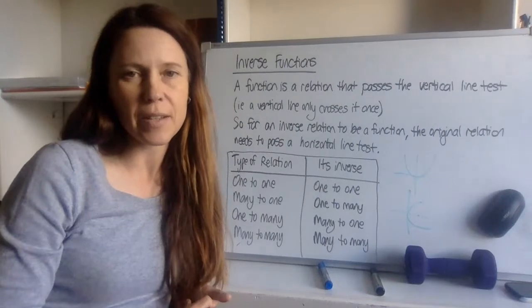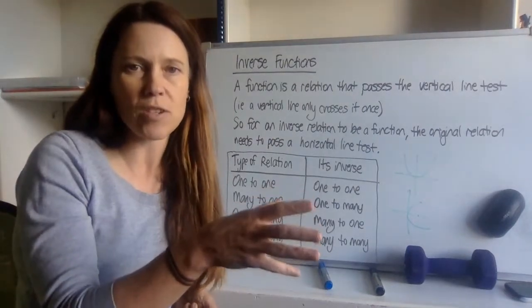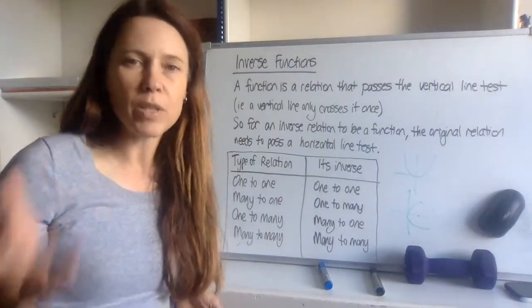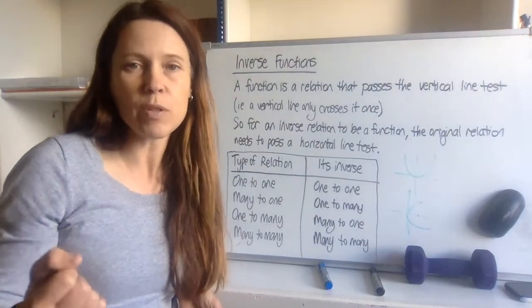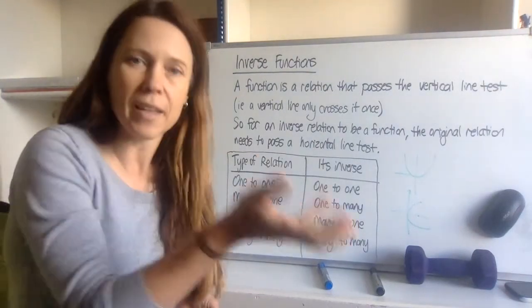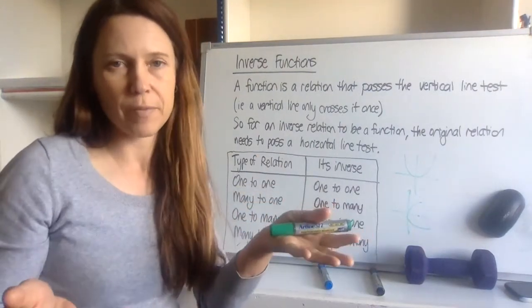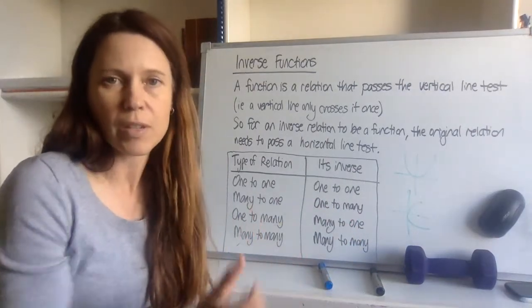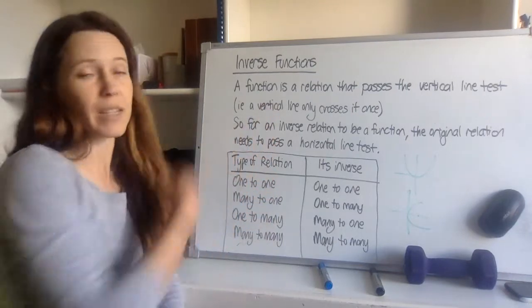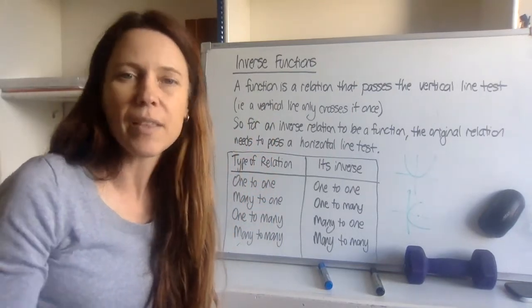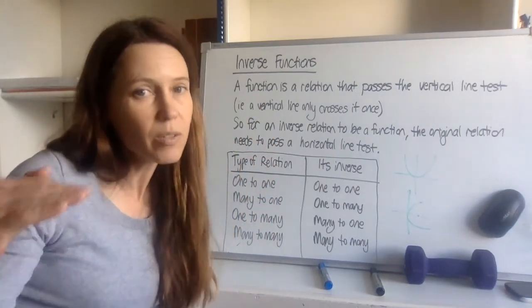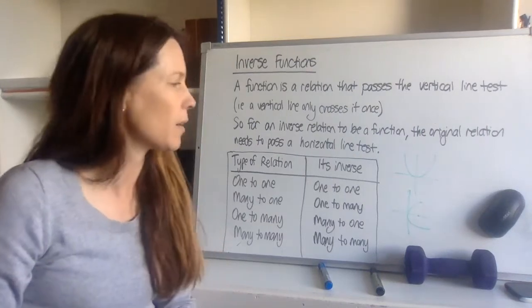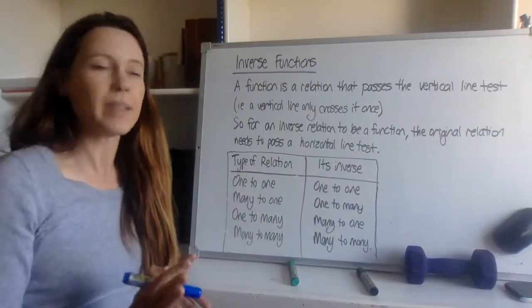Now we've already considered that when we make an inverse relation from some original graph, we're switching the x and the y values, and so we're also switching the domain and the range of each graph. So it makes sense then that if our new inverse is going to pass a vertical line test for it to be called a function, then the original really has to have passed a horizontal line test for that to work out. Now we've considered this before, so really this is revision.